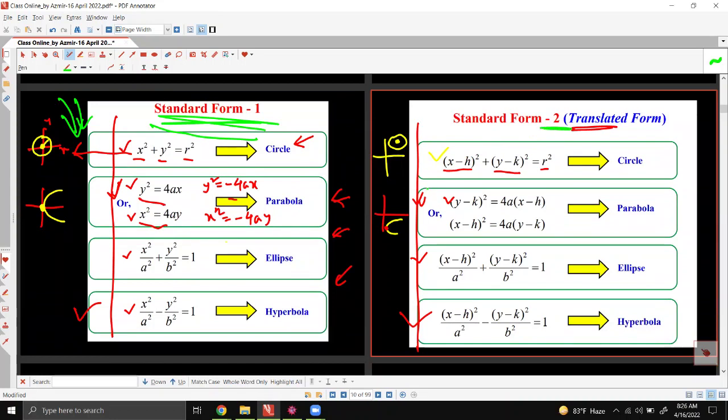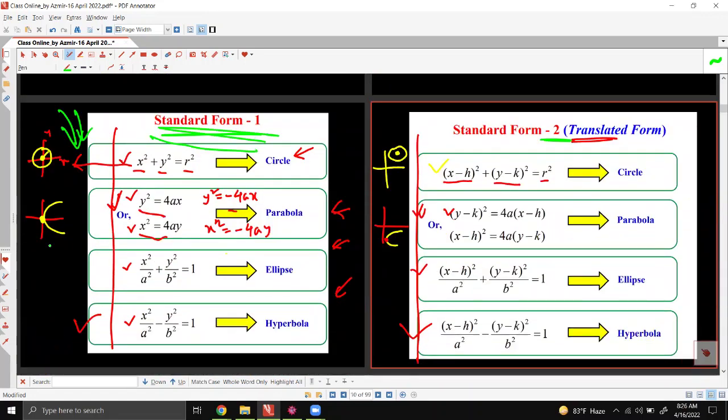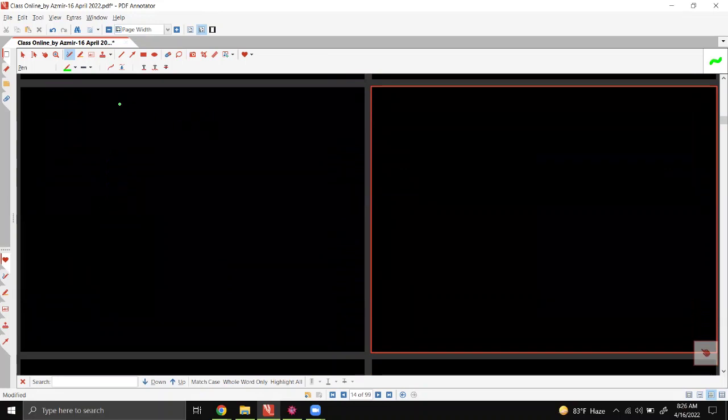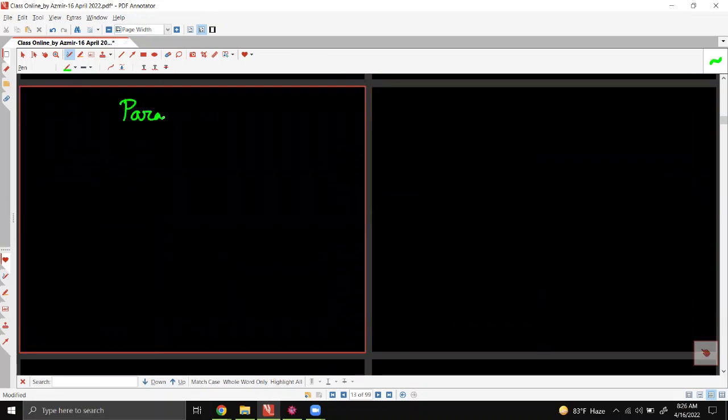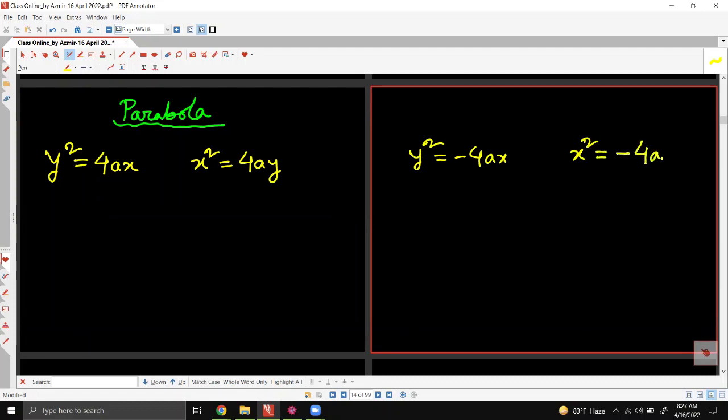But to analyze any given equation that is in the general equation of second degree, we will follow the formulas of these equations. You will understand what I mean to say. So let's say we are going to discuss the parabola first. We may have y squared equals 4ax, or x squared equals 4ay. We may have y squared equals negative 4ax, or x squared equals negative 4ay.